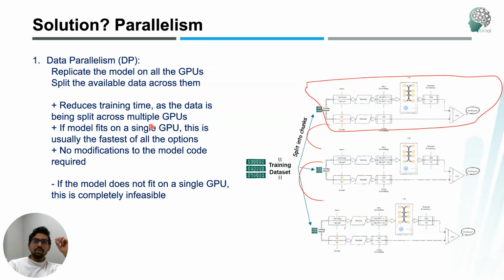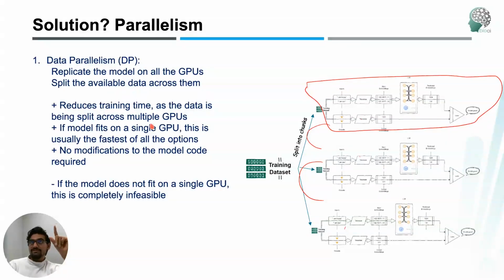So it's for a hypothetical 3 GPU system. You can see the entire LLM model is replicated now on each of the GPUs. And then the training data set itself has been split into smaller chunks. So obviously this will reduce the training time as the data is now being split across multiple GPUs.